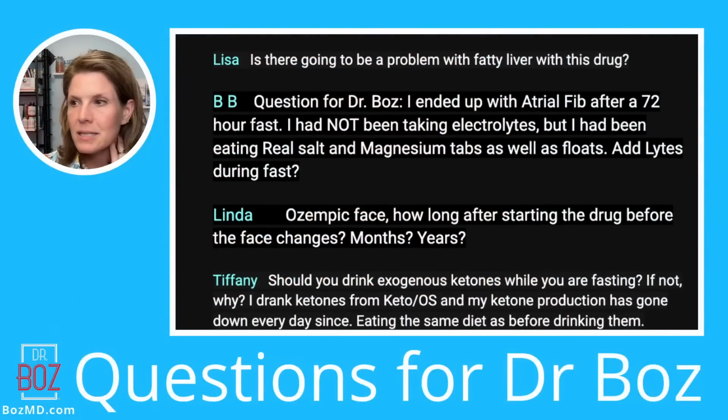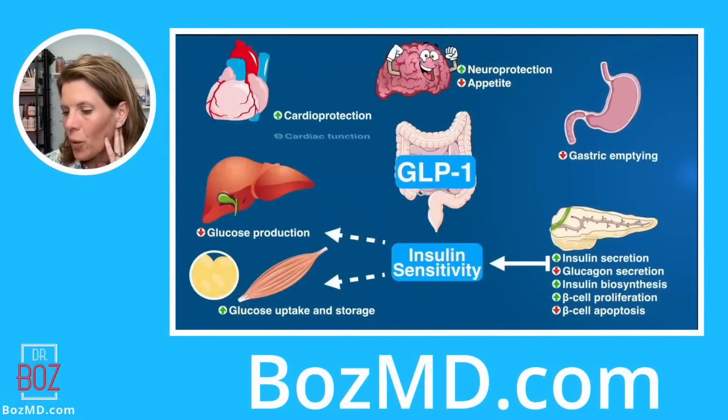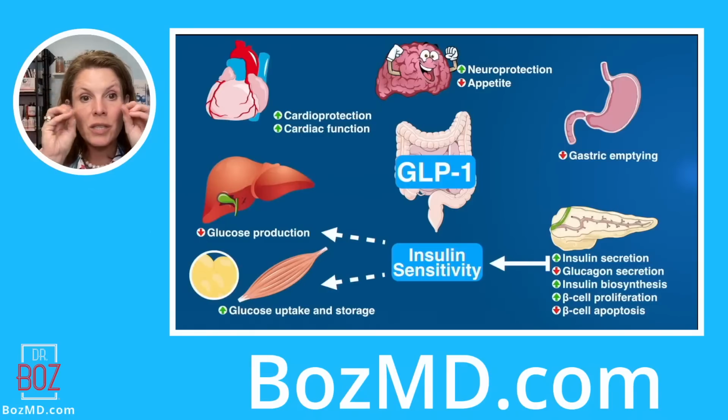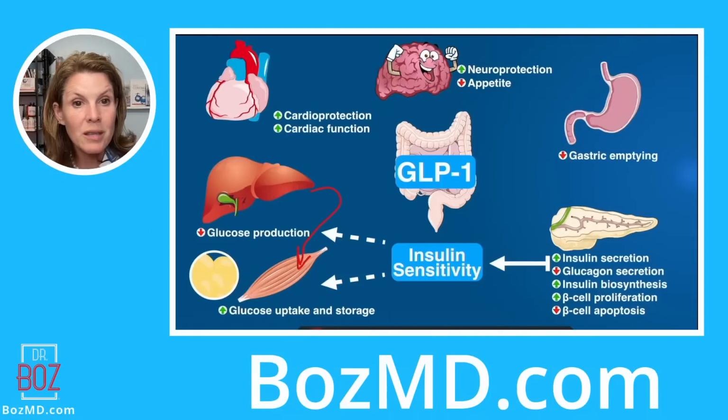All right, Lisa writes in and says, is there going to be a problem with fatty liver with this drug? What's interesting is the liver is where, so let me just show you this slide again. Let's go back over here. All right, so when you look at what was happening inside that liver, the glucose production went down. Part of it was that the glucagon secretion over there in the pancreas was also less. Glucagon says release blood sugar, release blood sugar. Where the blood sugar went is it now gets tucked into a muscle cell, so it's stored in the muscle cells, and you don't have more glucose production. It is really emptying that.